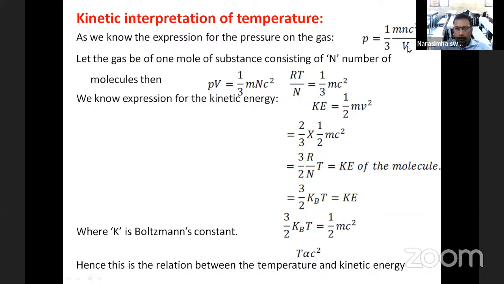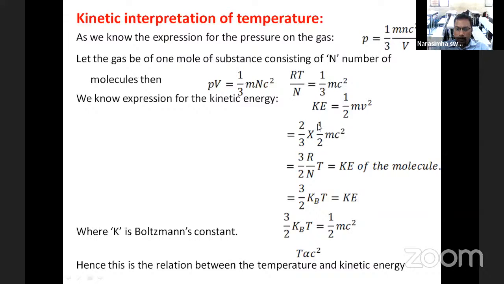Taking this V to this side, PV is equal to 1/3 mNc², because we considered 1 mole of substance that consists of N number of particles. Already we know that PV is nothing but RT, and taking N to this side, RT/N is equal to 1/3 mc². So RT/N is equal to 1/3 mc². Now the expression for the kinetic energy that I already knew is K = 1/2 mc².